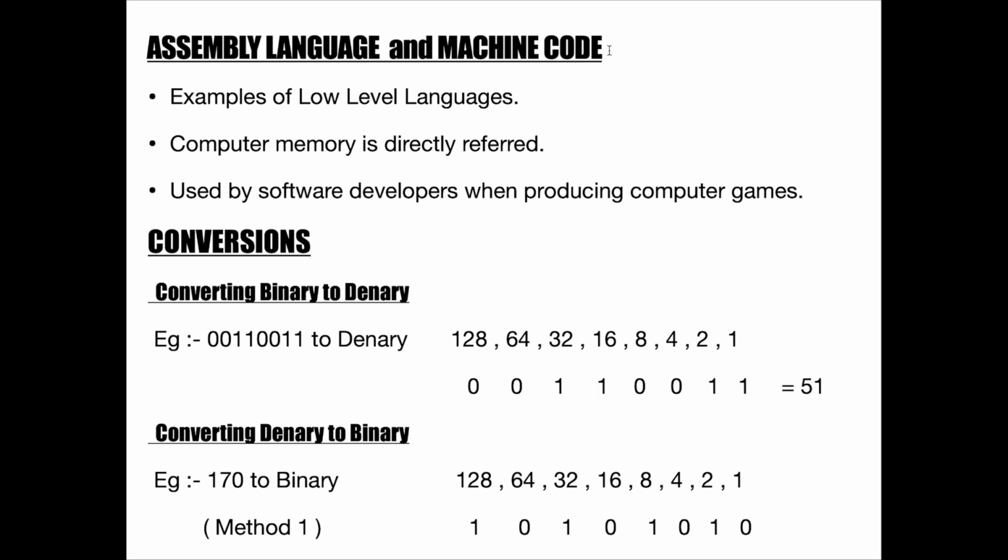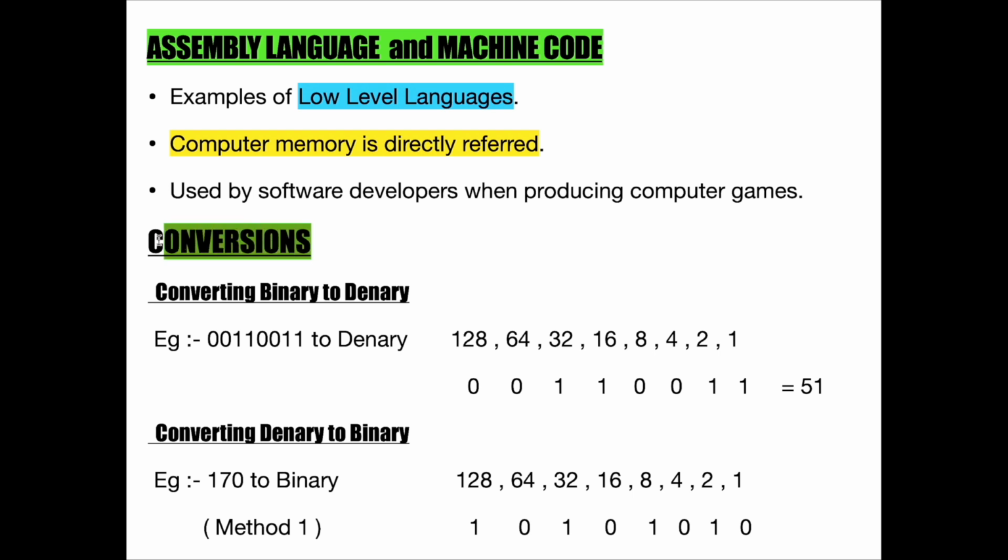Assembly languages and machine code is the next subtopic. Both of these languages are low-level languages, which means they can directly refer to the computer memory. You will learn a lot more about these languages in the 7th video, or the 7th chapter, of our O Level computer science lecture series. Off we go to the last but not the least subtopic, conversions.